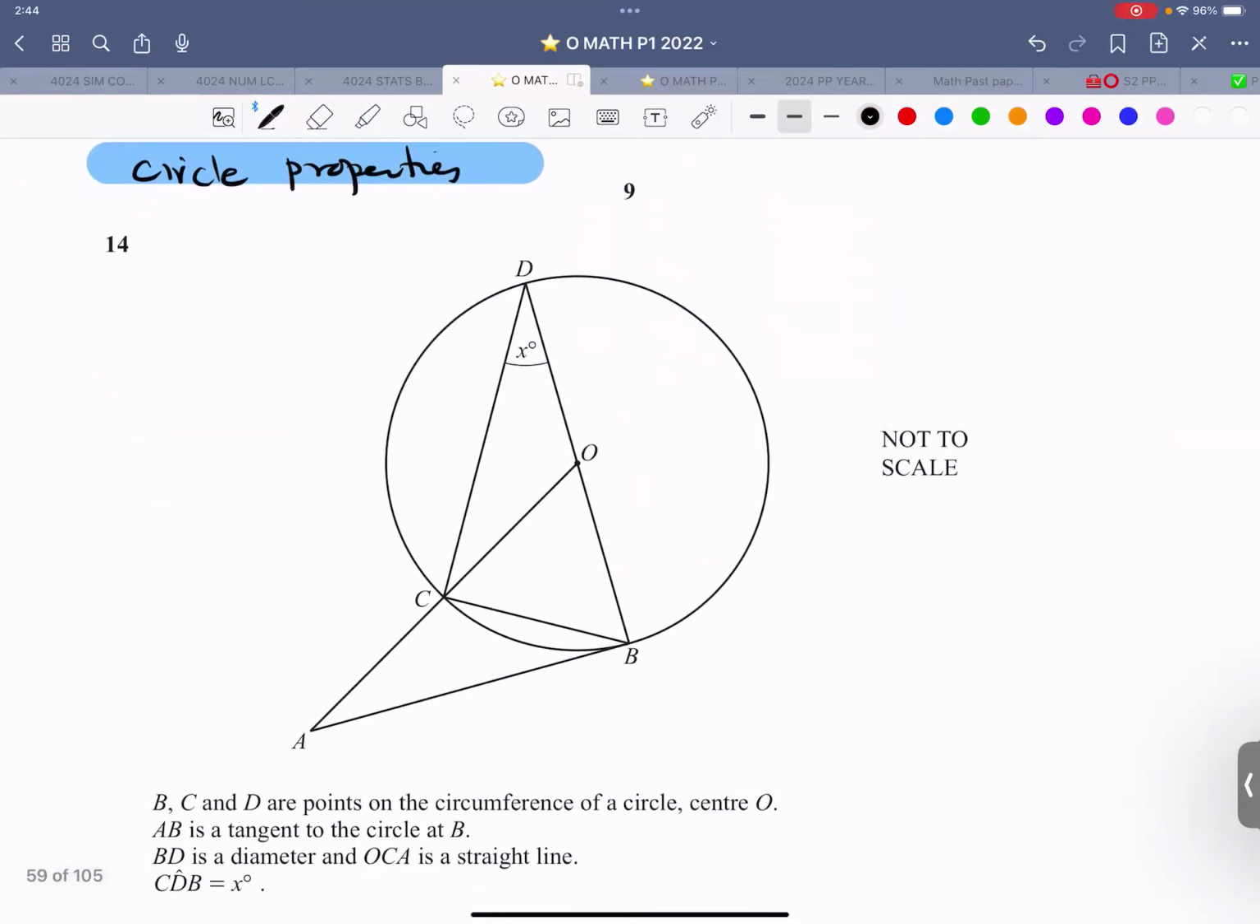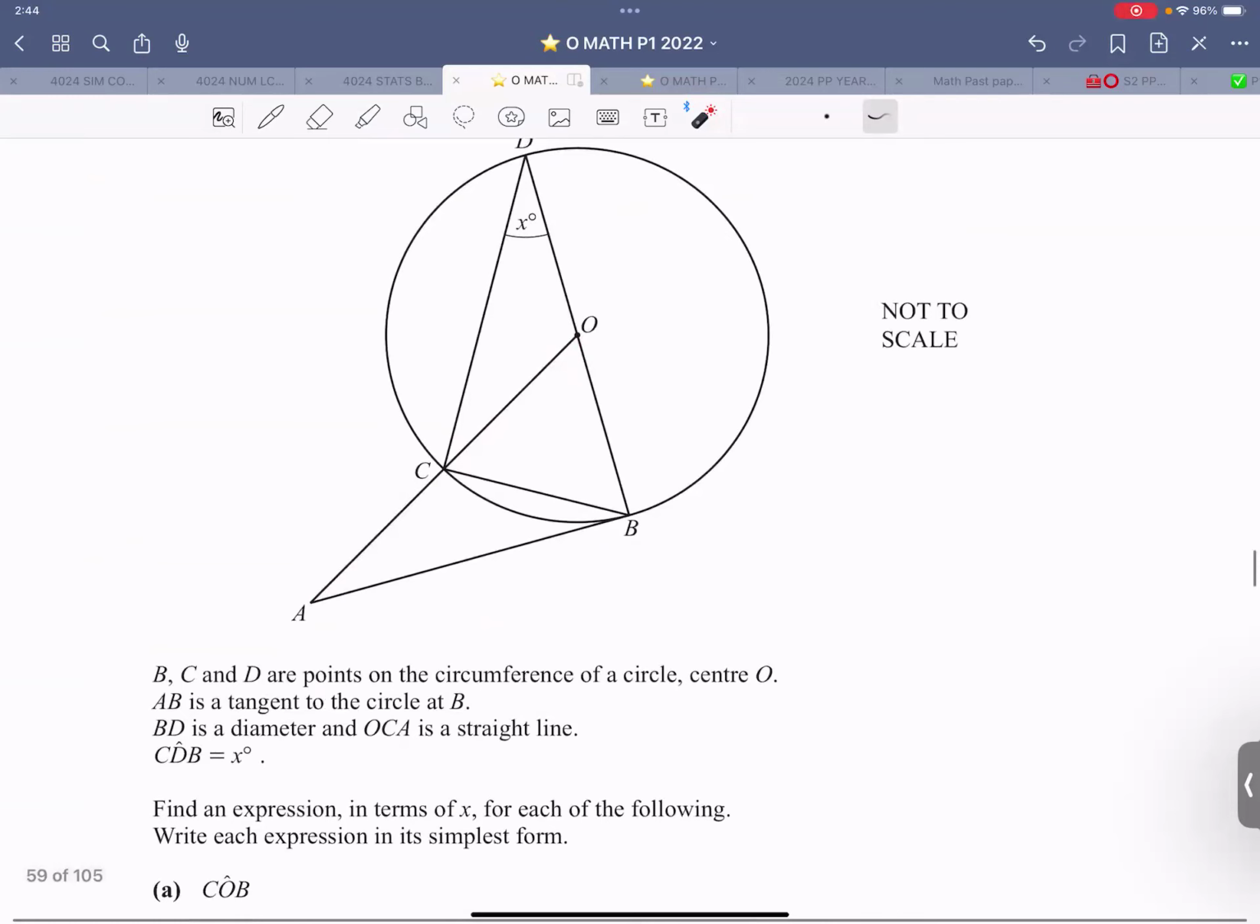B, C, D are points on the circumference of a circle. So there is D, there is C, there is B. Center O, AB is tangent to the circle. This is AB, that's a tangent to the circle. BD is a diameter. OCA is a straight line. CDB is X.